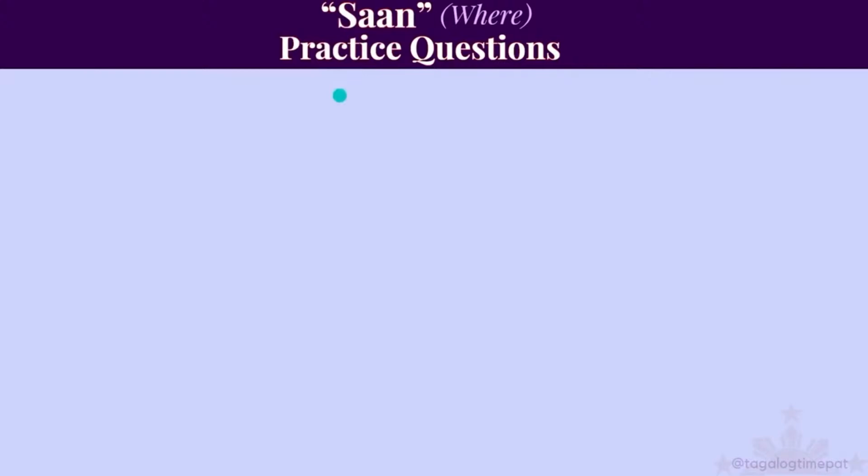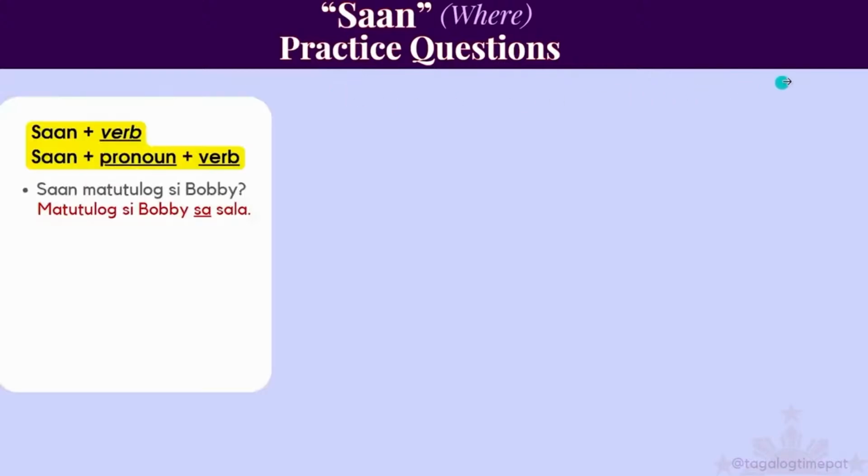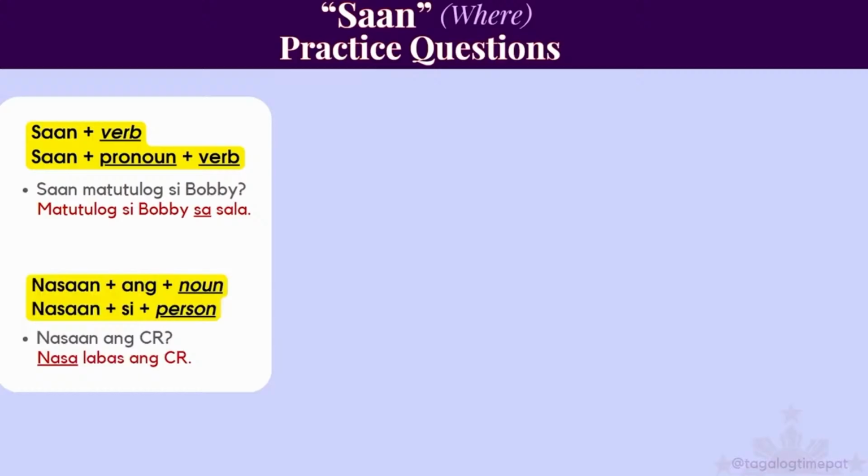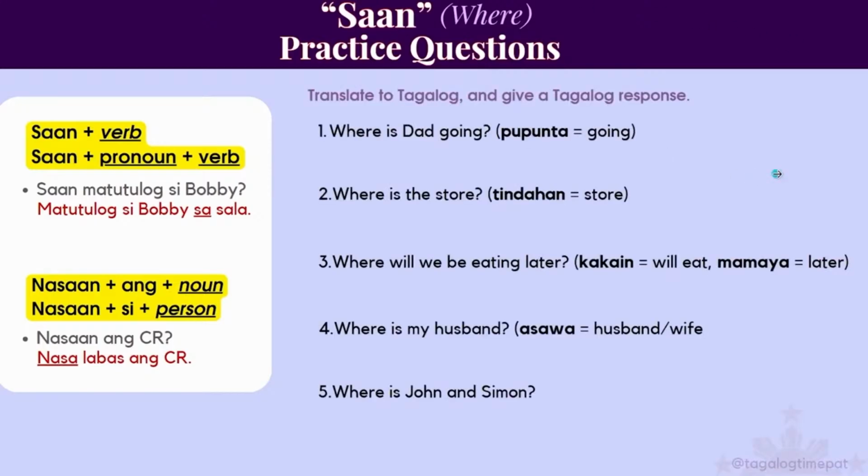On the left side of your screen, you will see the sentence structures that we practiced. So saan plus a verb or saan plus pronoun plus a verb. Remember, anytime we're asking about a verb, you have to use saan. Anytime we're asking about a noun, you have to use nasaan. So nasaan plus ang plus noun. Or nasaan plus si plus a person. Okay, let's put these into use and I think it'll help clarify any questions.